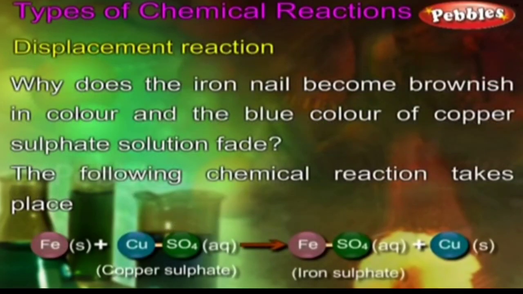Displacement reaction. Why does the iron nail become brownish in color and the blue color of copper sulfate solution fade? The following chemical reaction takes place: Fe solid plus CuSO4 aqueous gives FeSO4 aqueous plus Cu solid.